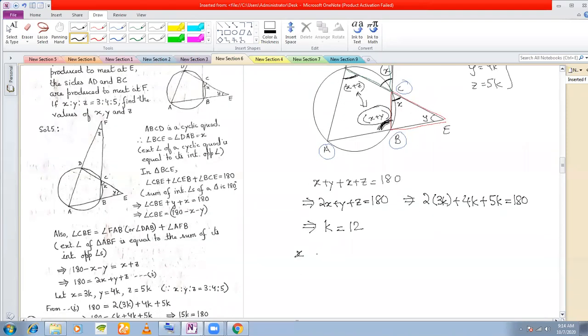Therefore, x is equal to 3k, 3 into 12, 36. Y is equal to 4k, 4 into 12, 48. And z is equal to 5k, 5 into 12, 60 degrees. Okay. We have found out the value of x, y, and z.